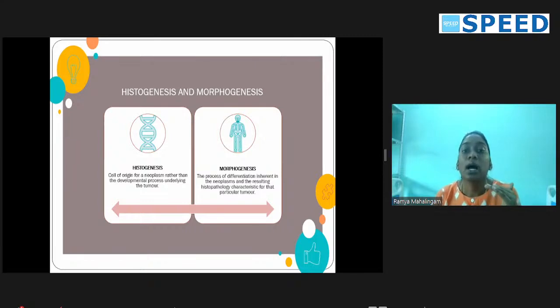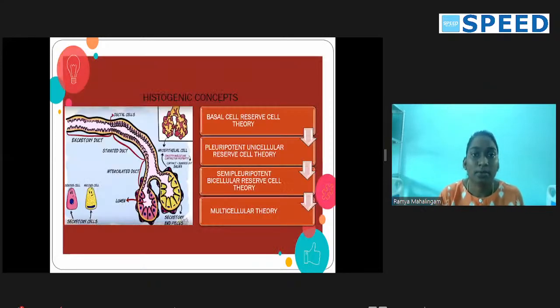Telling about the origin, that is the histological origin, the cells from which the tumor is going to develop, is called histogenesis. Morphogenesis is about which cells together will form the morphology, the morphological structure of the tumor, and that is the morphological concept. These are a little higher end, but still you should be knowing about the concepts and theories.